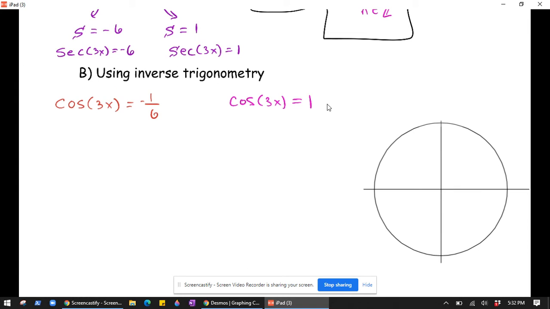First, cosine of 3x equals 1. Remember, the cosine is the x-coordinate of a point on the unit circle. So, you could do the cos inverse button, and you'll get that 3x is equal to 0. But you could also just look at your unit circle, right? So when the x-coordinate is a 1, the angle is clearly 0. So 3x is clearly equal to 0 plus multiples of 2 pi.